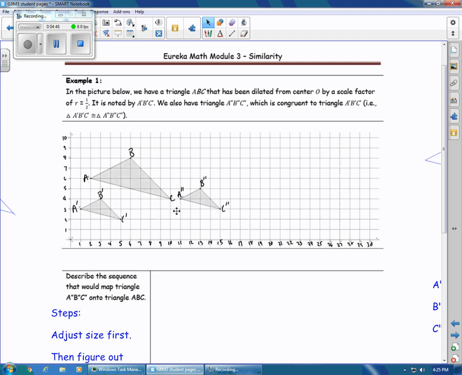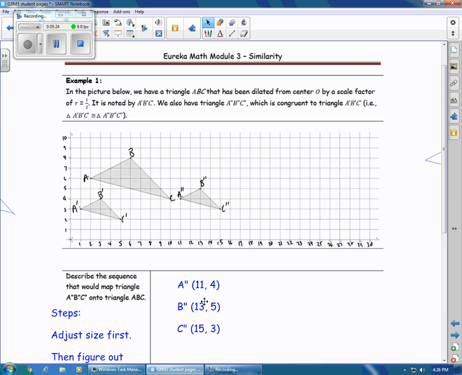We know if we're trying to change the size back, if we shrunk by 1/2, we're going to have to grow this one by 2. So I need to know where the original vertices are. So A double prime is at x equals 11 and y equals 4. And B is at x equals 13, y is 5. And C is at x equals 15 and y equals 3.